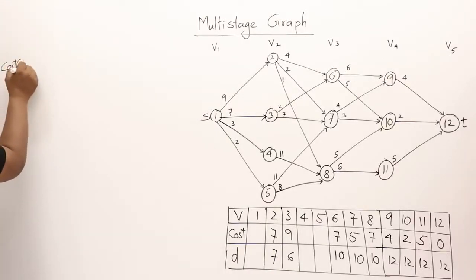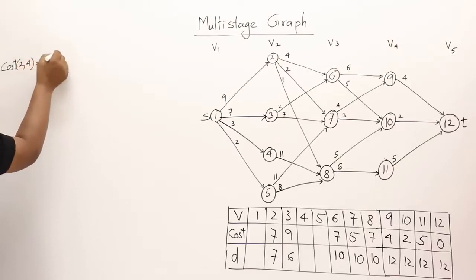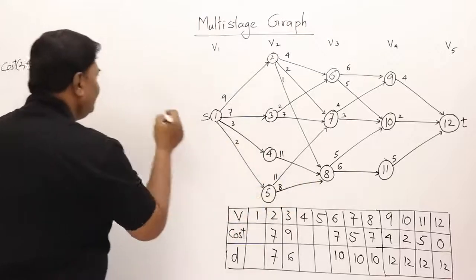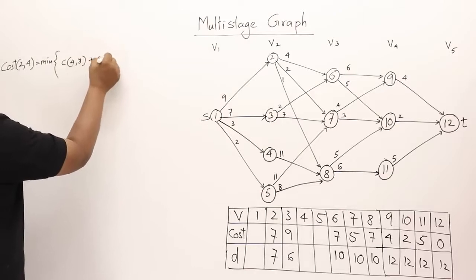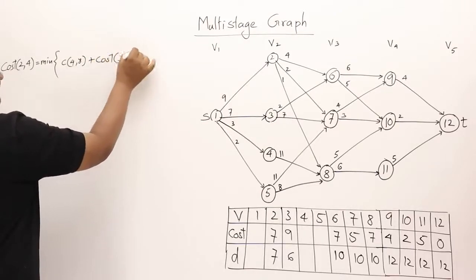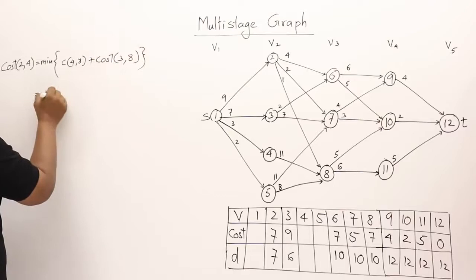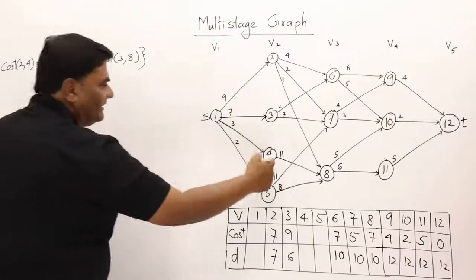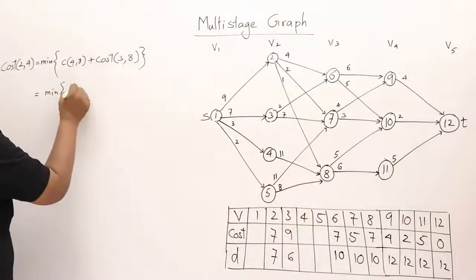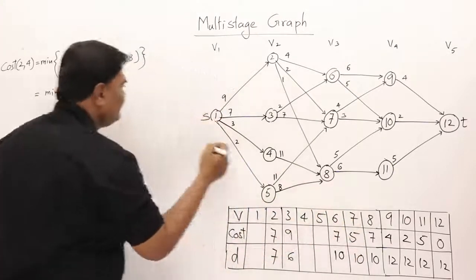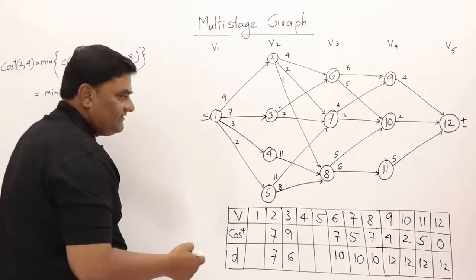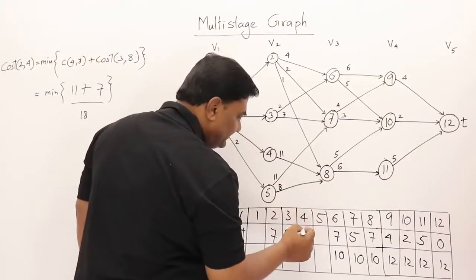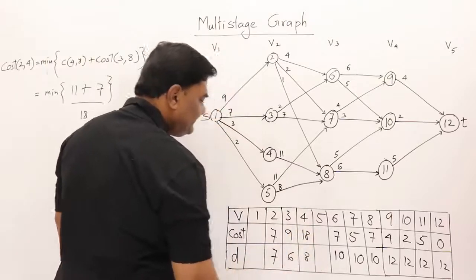Cost of second stage fourth vertex is minimum of, from 4 there is only one edge, so cost of 4 comma 8 plus cost of vertex 8 in stage 3. Out of this there is only one value, so this is 11 plus cost of 8. 11 plus cost of 8 is 7, so this is 18. Who gave the answer? 8 has given the answer. This vertex has given the answer. So this is 18 and this is 8.